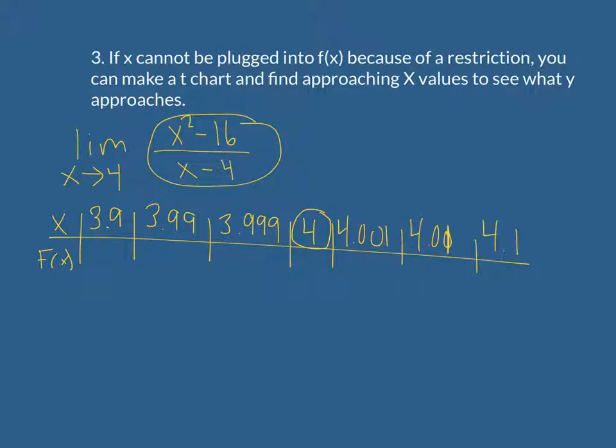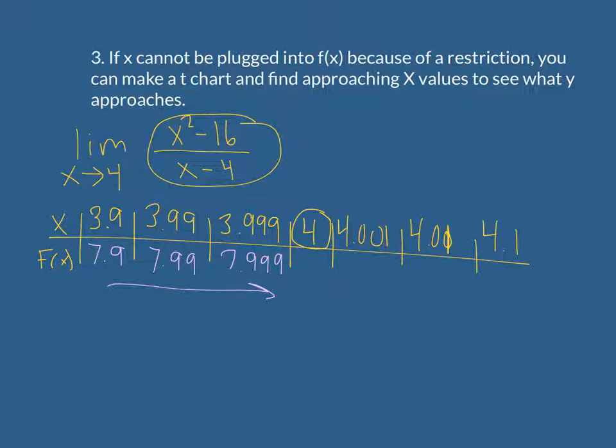So if we plug 3.9 into the function, and I just used a calculator, I would get 7.9. If we plug 3.99 into the function, we get 7.99 and 7.999. So as you can see, from the left side approaching 4, we're approaching 8. We're getting closer and closer to 8.